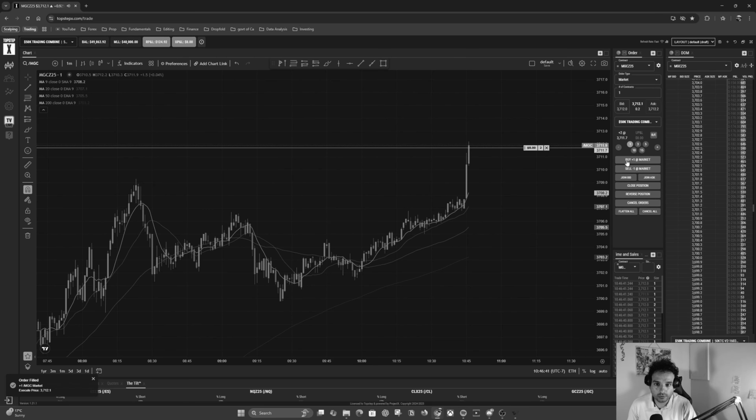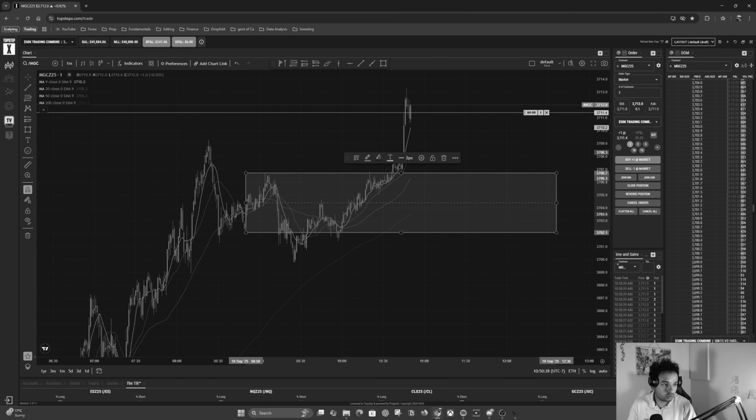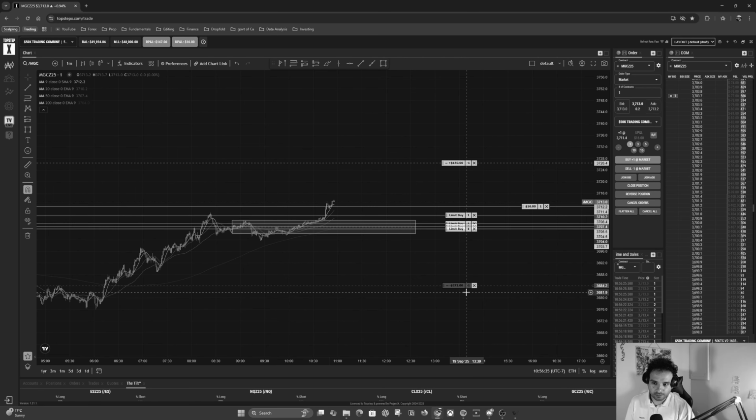Order filled. It was too good a setup, so I try to look at the market as being neutral.